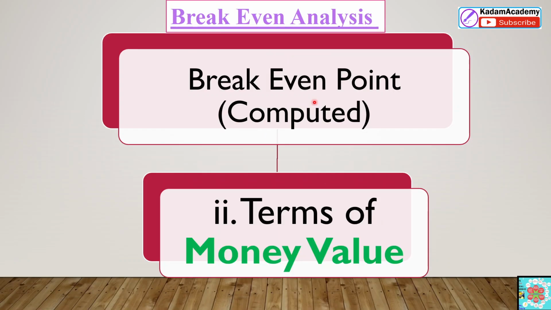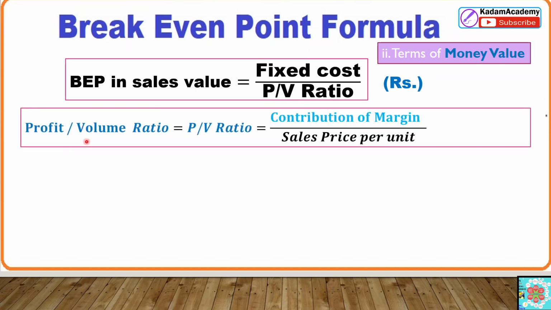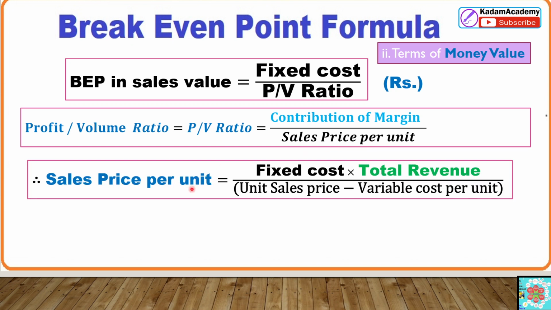Now we'll go for the break-even point computed in terms of money value, that is the break-even point in rupees. How do we find it? The break-even point in sales value, or in rupees, can be found using the formula fixed cost upon the P/V ratio, that is the profit volume ratio. You can calculate the P/V ratio as the contribution margin upon the sales price per unit. Now, how do we calculate this sales price per unit?